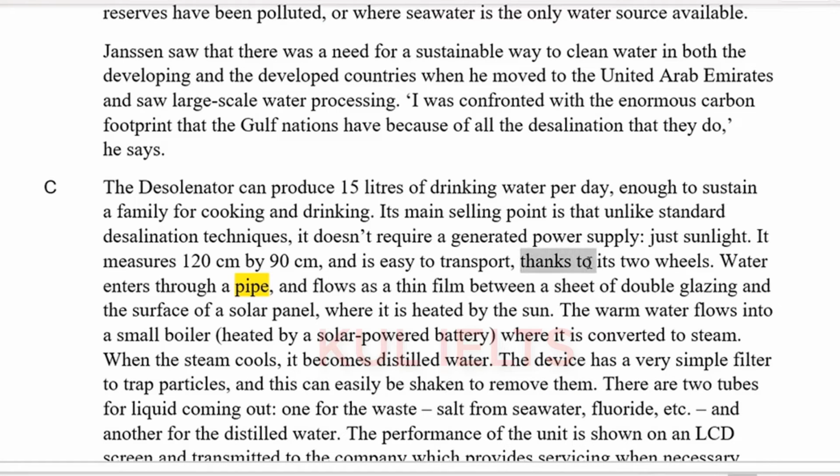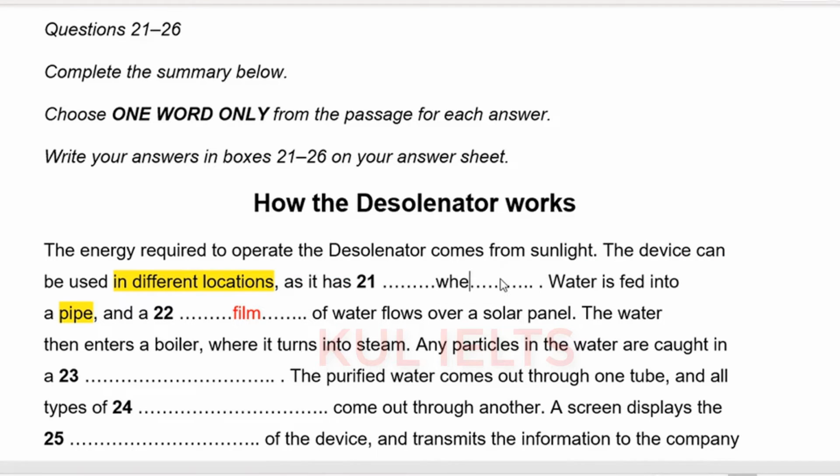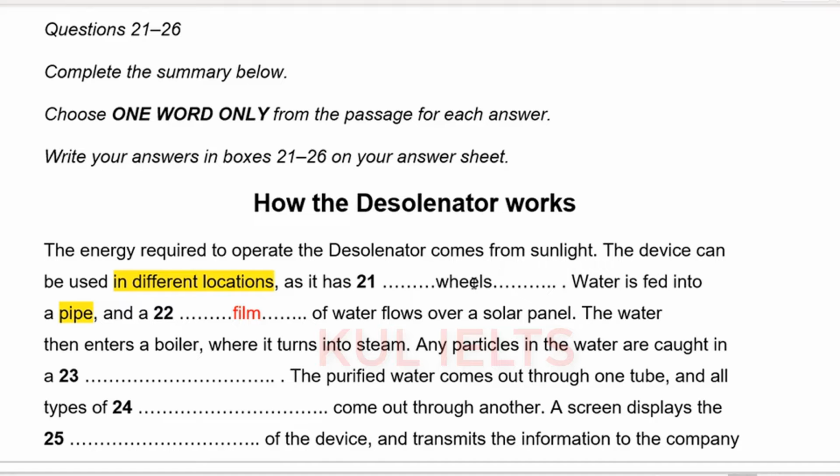Thanks to, is because it has two wheels, our plural noun. So the grammar helped you there a bit. This different locations was a very difficult paraphrase. But if you know you're looking for a plural noun or uncountable noun, and if you know that it's that sentence, then you can narrow the options down quite a lot.